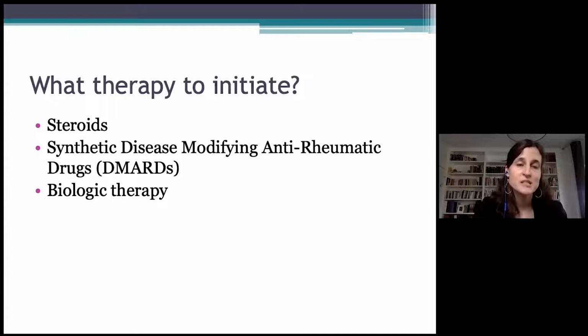And then the question is what immunosuppressive therapy to initiate. So just in broad strokes, you want to consider things like steroids, synthetic disease-modifying anti-rheumatic drugs, which is a mouthful, so we'll call them DMARDs during this talk, and biologic therapy as well.